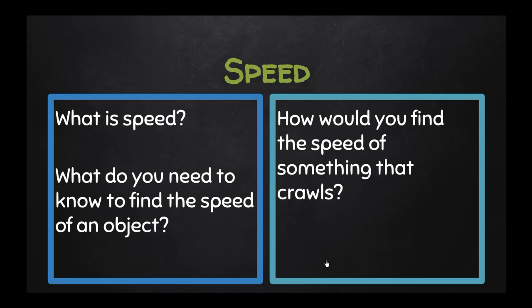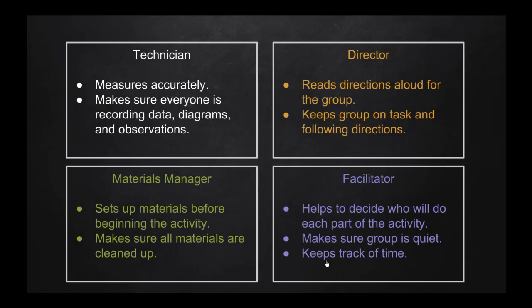And you're going to calculate the speed of the superworm. So start thinking about in your groups, what is speed? What would you need? Hint, hint, think about the outcomes for the day. To find speed, what would you gather in terms of data? And how would you find the speed of something that crawls? Because you're going to be expected to attempt to do that here in a few moments.